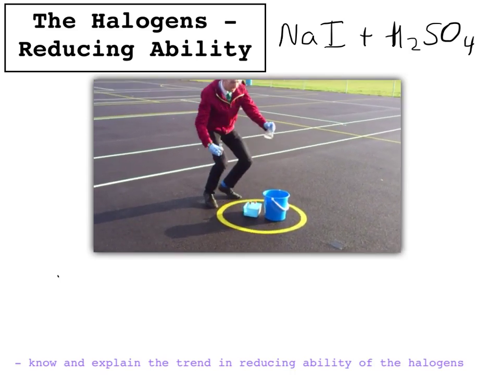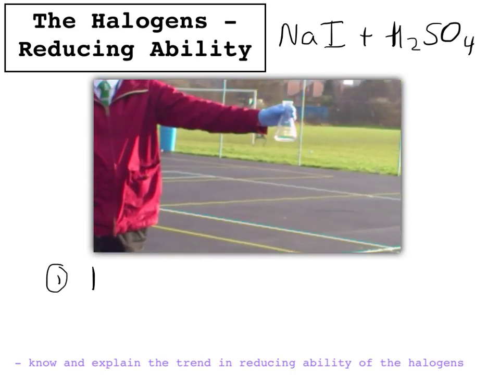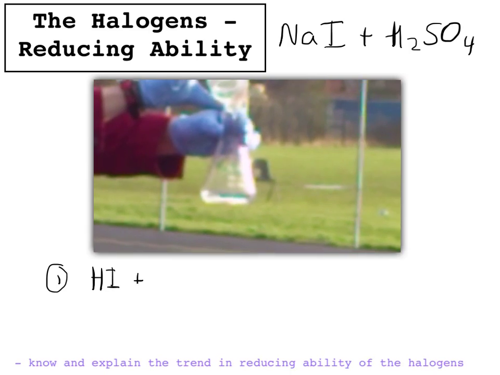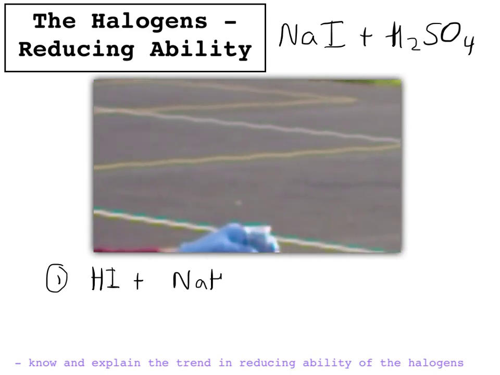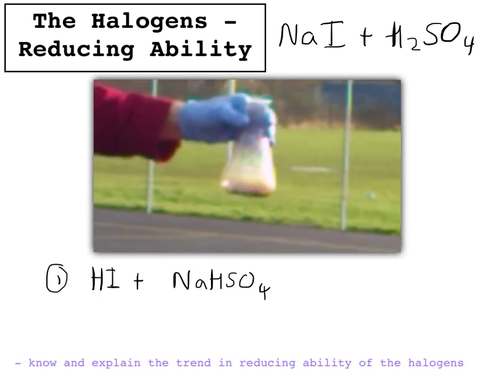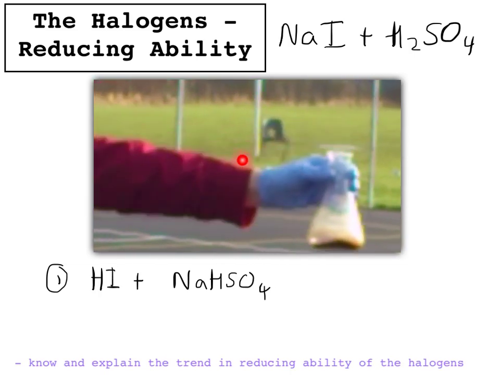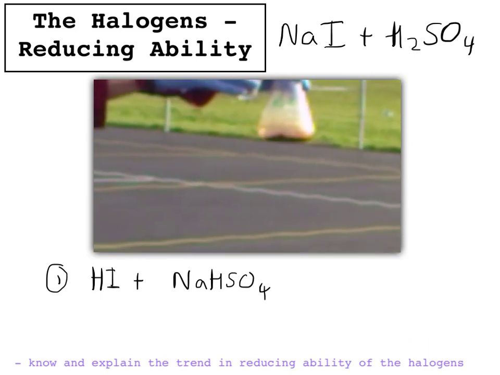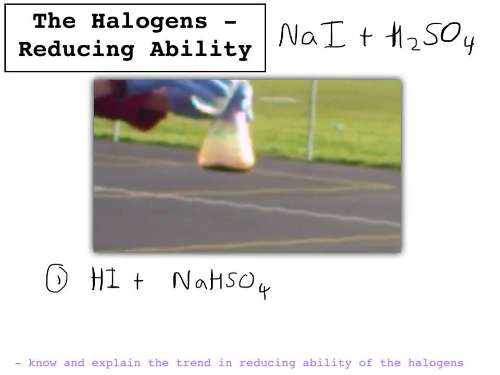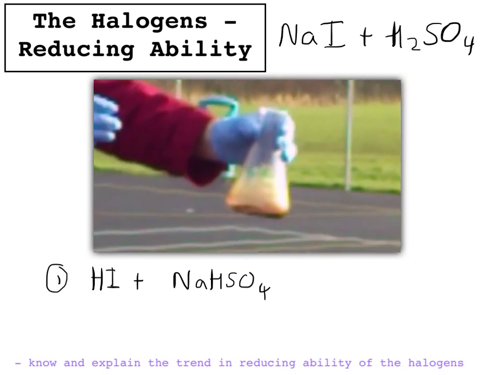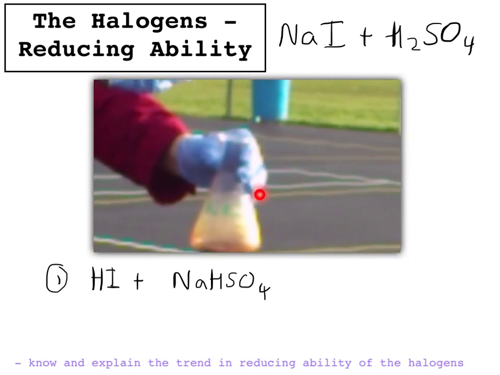The first reaction again that's going to happen is that sodium iodide and sulfuric acid react to make hydrogen iodide plus sodium hydrogen sulfate. But if we carry on watching, we can see that the mixture is now turning a black colour. You can also see a yellow colour being made further up the flask.